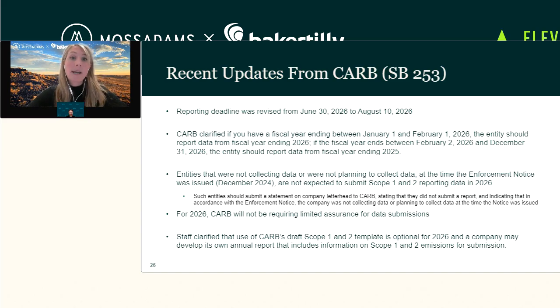They did note this is just the deadline for the first year of reporting. So we will expect in 2026 to hear more about what the ongoing reporting deadline will be for 253. CARB also gave some clarifications for entities that do not have calendar year ends and how to determine which year of data to report. So if you're an entity that has a fiscal year ending between January 1st and February 1st, 2026, then you would be reporting data from fiscal year ending 2026.